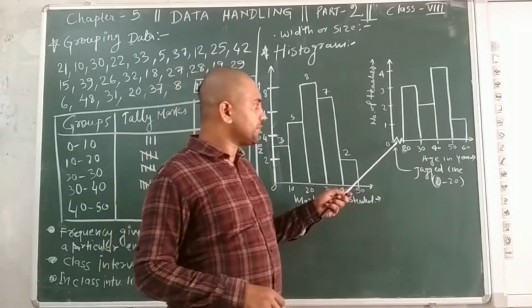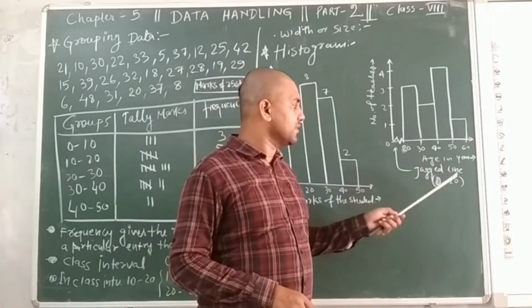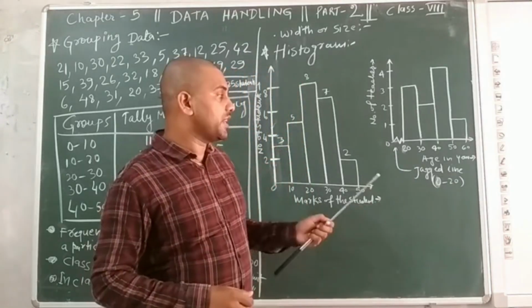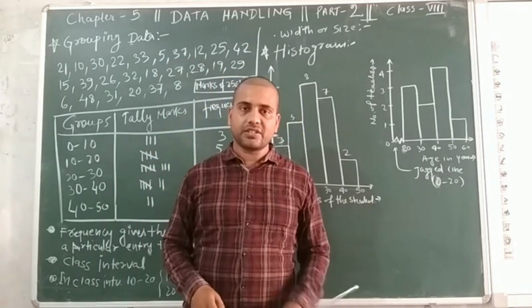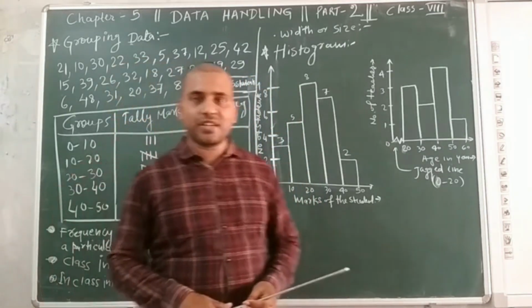And this zigzag line you can see, 0 to 20 is there in between, and that jagged line is also known as a broken line. So in this part, up to here only.